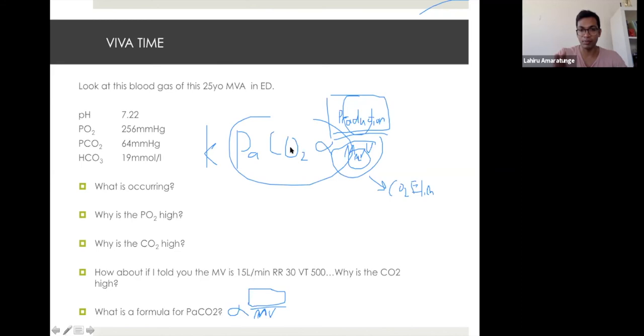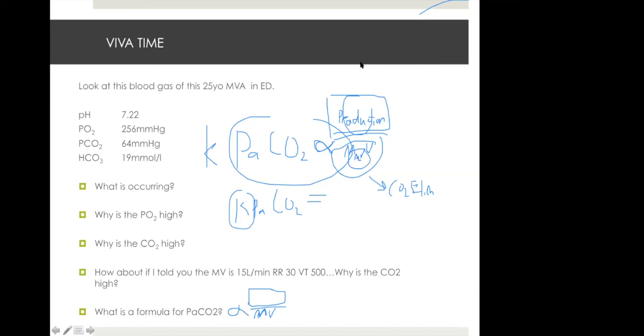Just, amount of CO2 or PaCO2 is proportional. Actually, proportional is why you don't need units to equal. If you put a constant K, then you could put PaCO2 equals production over minute ventilation. That's where that would be used, if you have an equal sign. Cool. Any questions on that before I move on?